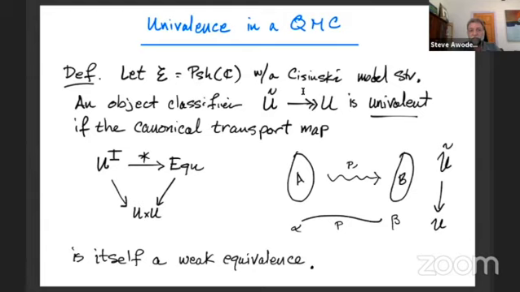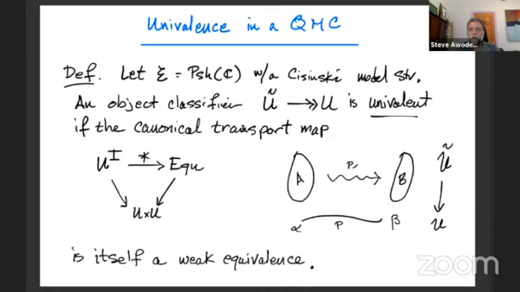If we have an object classifier, like the thing we saw a moment ago in presheaves, we say that that's univalent if this corresponding map, which is just the transport along the paths, is a weak equivalence in the model structure. So this transport works like this. Whenever I have a path in the universe between two points, alpha and beta, then that path induces, by transport, a map between the objects classified, and that transport map, this should be a star here, is itself a weak equivalence in the sense of the model structure.